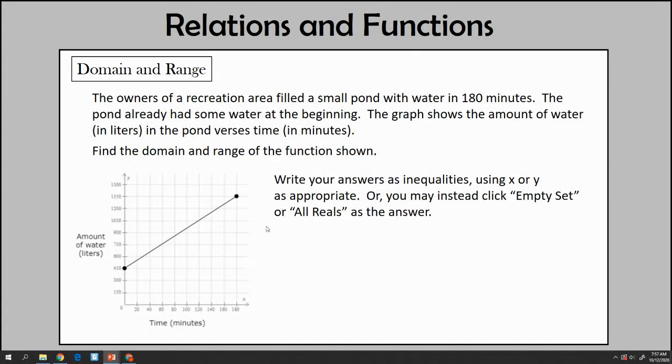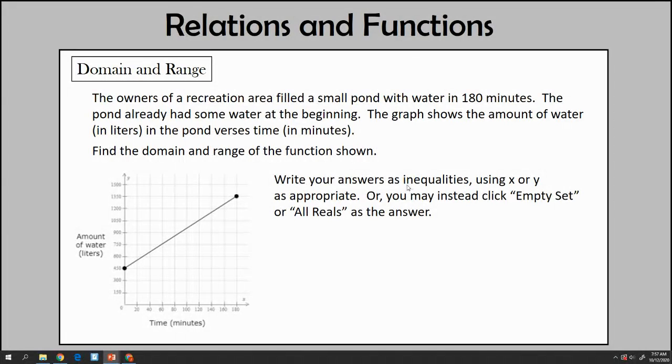So just to understand what the graph represents, it says the owners of a recreation area fill a small pond with water in 180 minutes. The pond already had some water at the beginning. The graph shows the amount of water in liters in the pond versus time in minutes. Find the domain and range of the function.